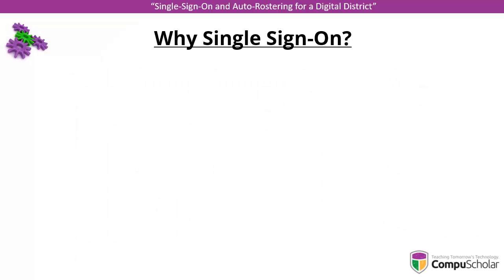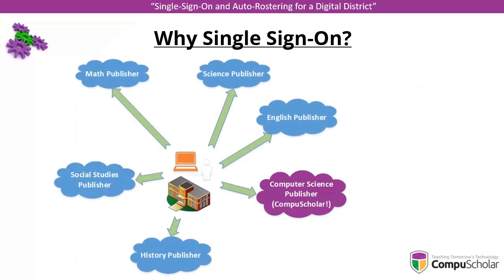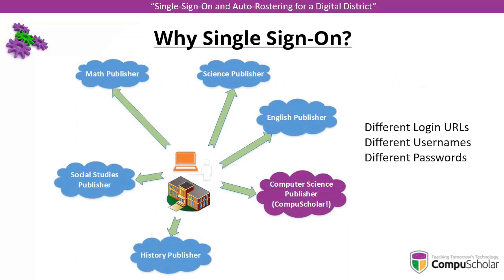So why in the world would you want single sign-on in your district? Let's say you're a progressive district and you started adopting curriculum from a number of different publishers. And these publishers more than likely are all going to start putting their curriculum online so students can access these things with their username and password through a web browser. So you might adopt a math publisher, a science publisher, an English publisher, a computer science publisher, which of course we hope is CompuScholar, and other publishers. And your student is sitting there in the middle trying to access all of these different things.